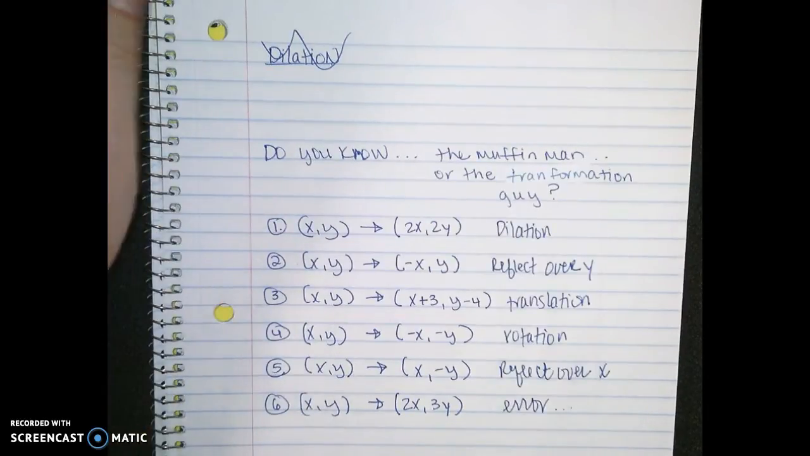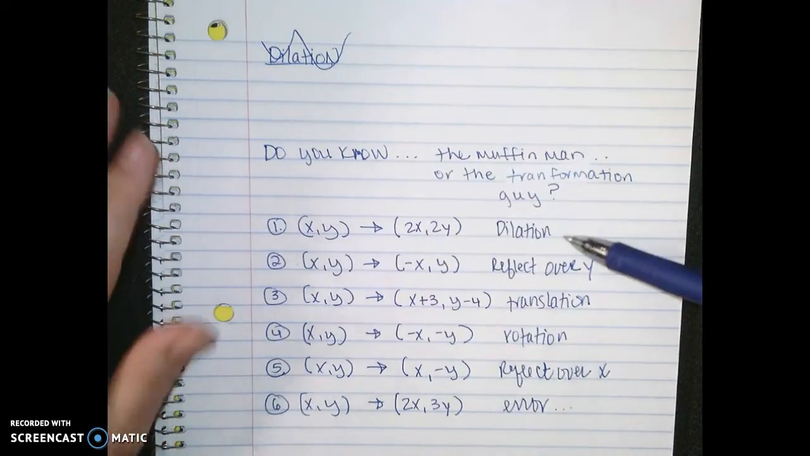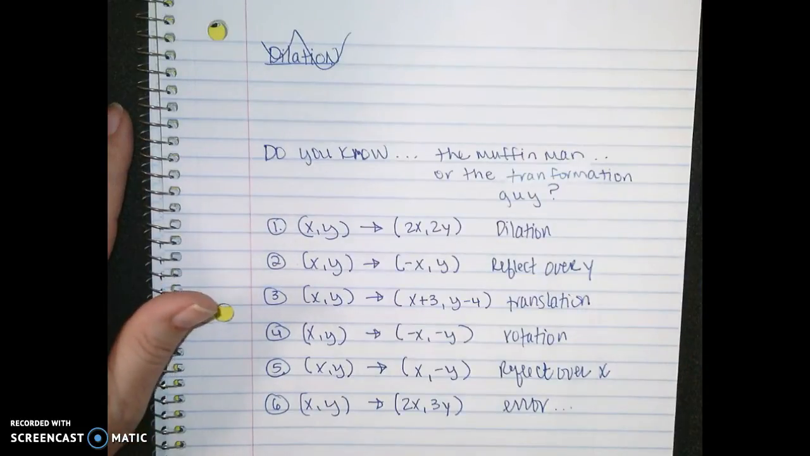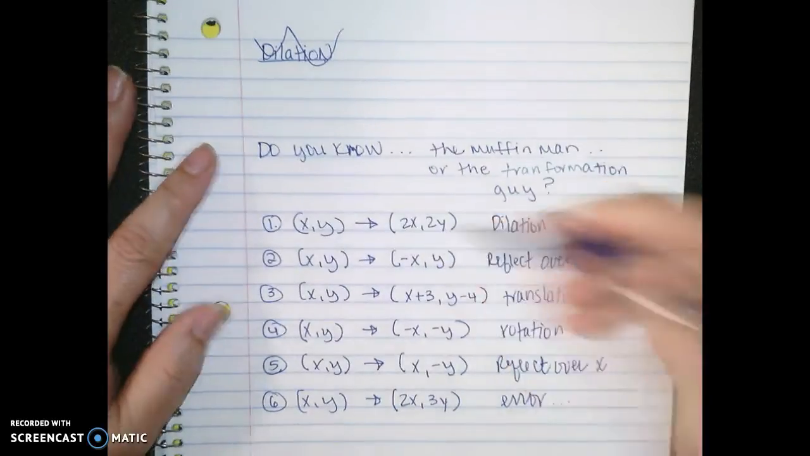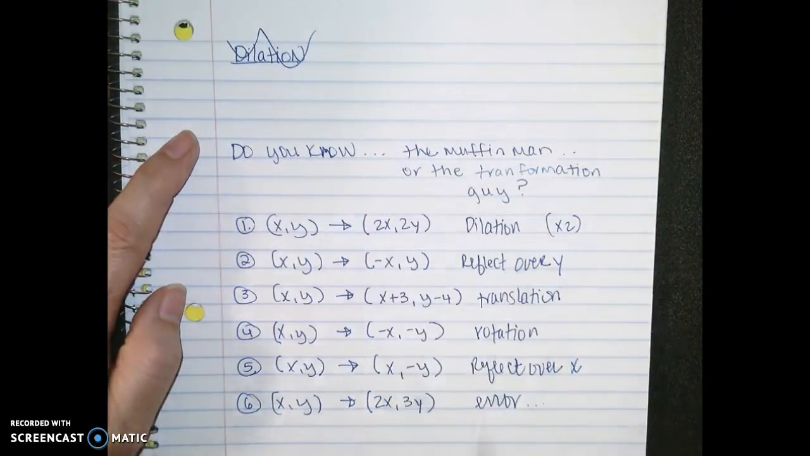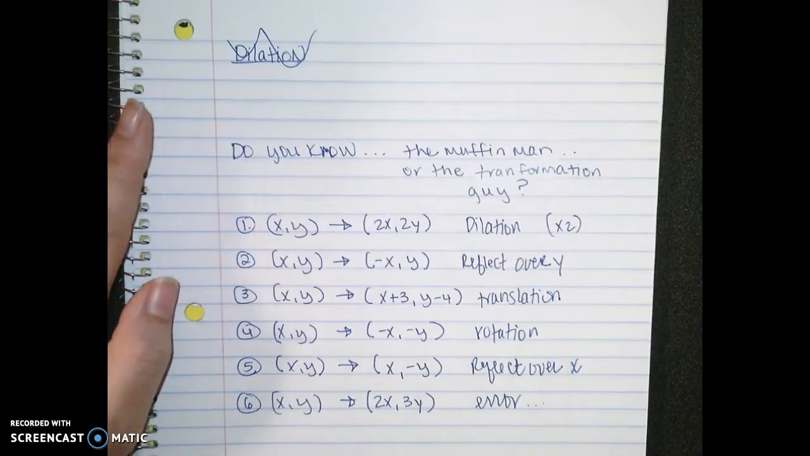Here are the answers. The first one is dilation. I can prove that. You have a coefficient in front of x and y, and that coefficient is 2. This means times 2. 2x, 2y. That's a dilation. And by the way, I'm making it larger, twice as large.